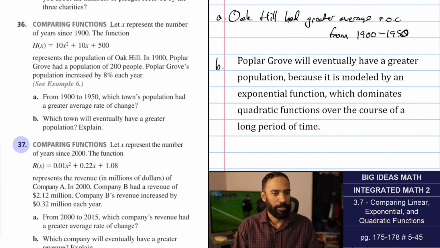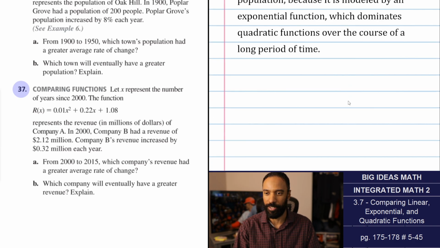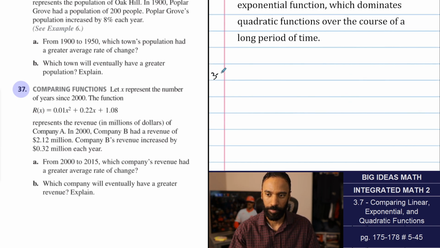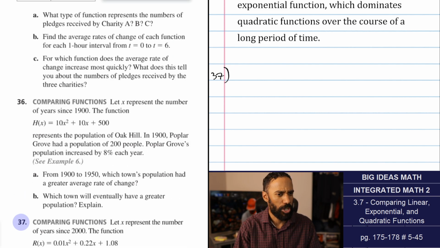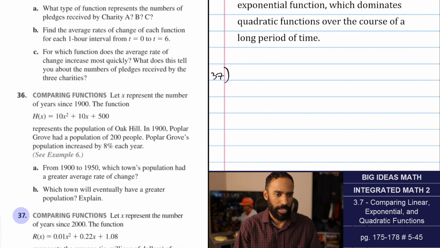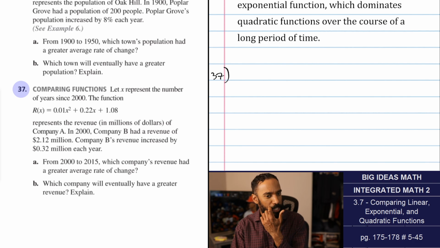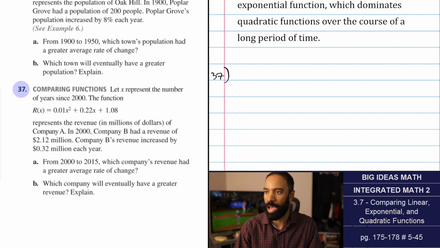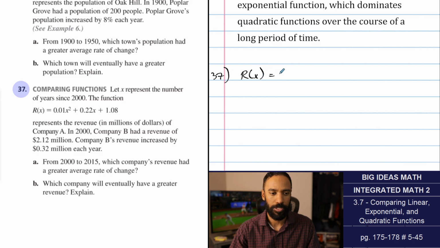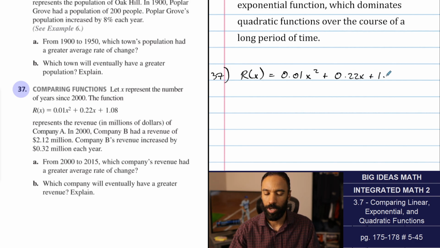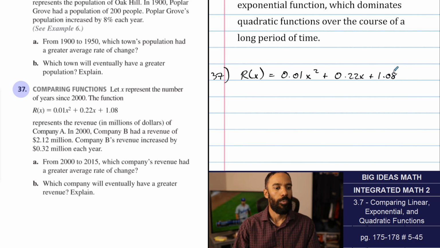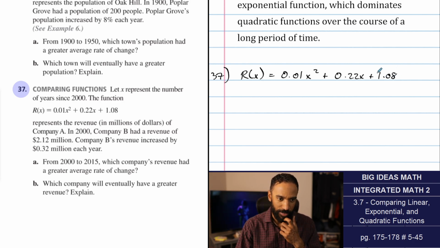Number 37, comparing functions. Same with 36. So 37, comparing functions. Were we comparing functions all before? Oh, analyzing relationships. All right. Let x represent the number of years since 2000. We have this quadratic function here of r of x since 2000, 0.01x squared. Clearly not an Earth gravity question. Is this revenue? What's this? 0.1? plus 1.08. Represents the revenue in millions of dollars of company A.